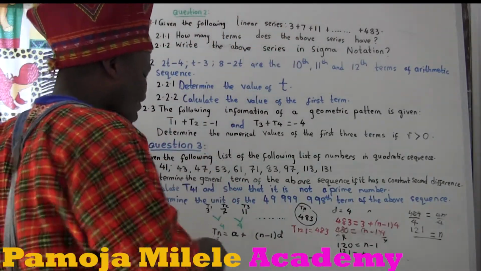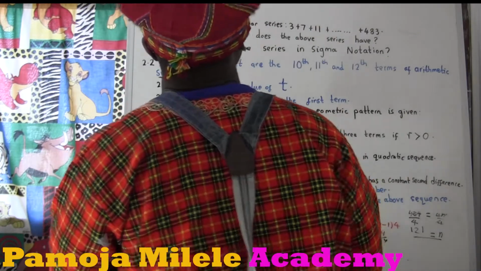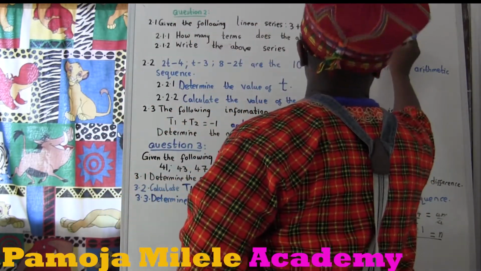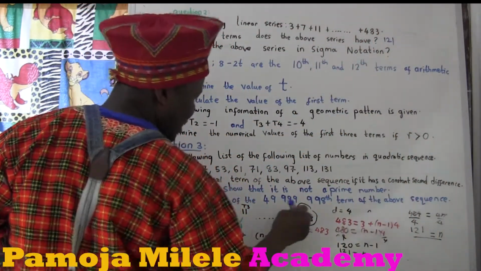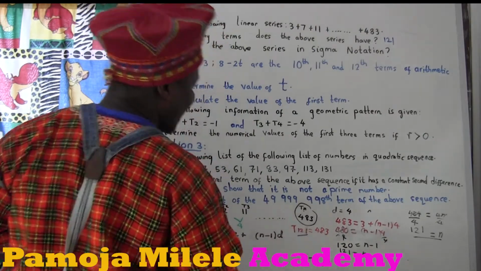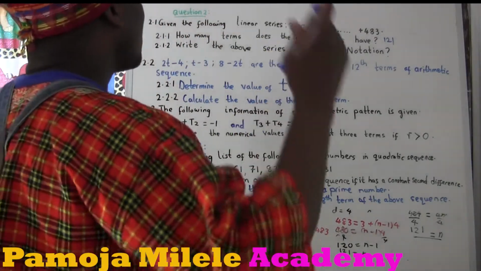Now you go back to the question. They say, what did they say here? How many terms? So 121. So 121 equal to that. We got it. Now let's go for the second one.